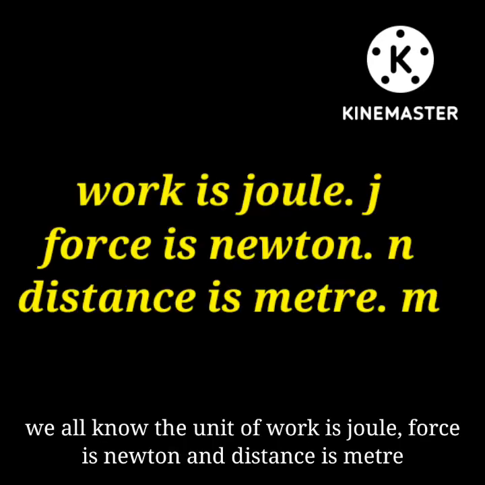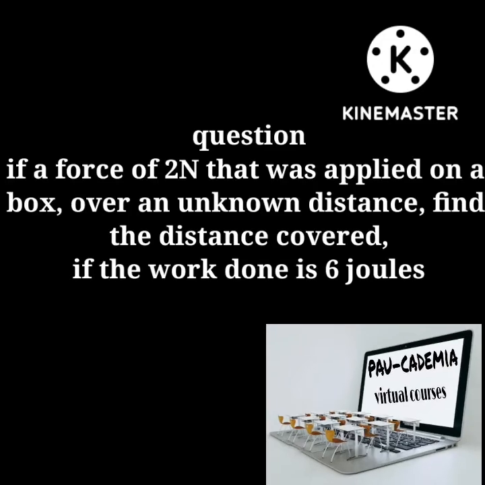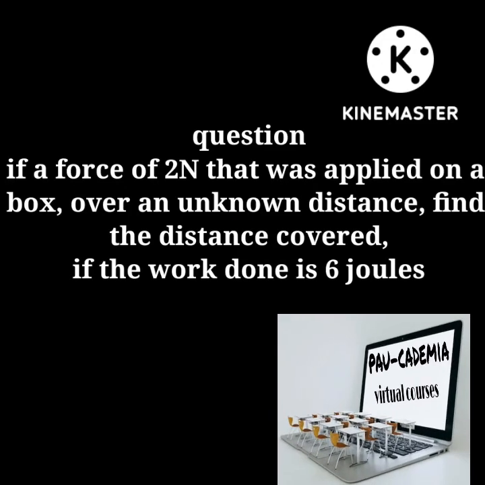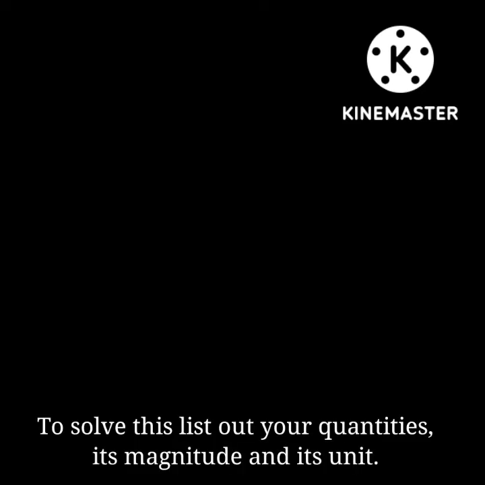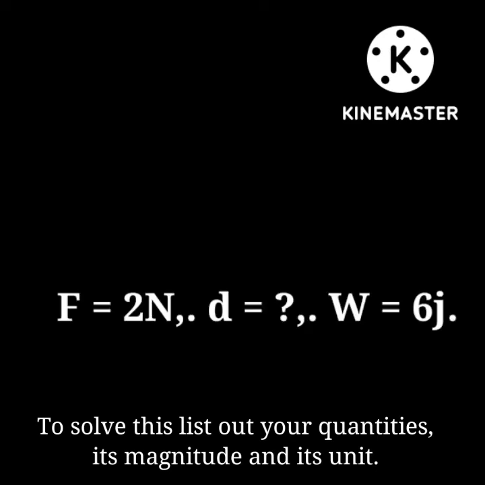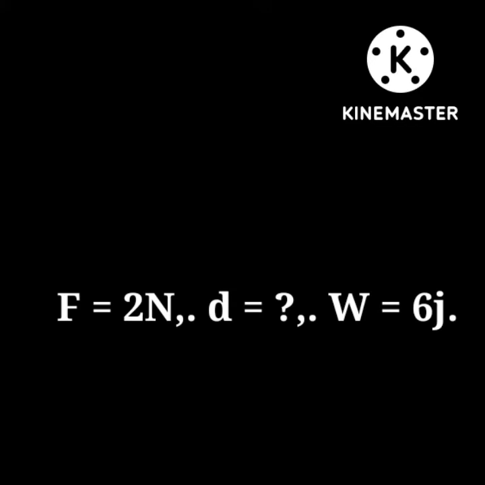We all know that the unit of work is Joule, that of force F is Newton, and that of distance D is meter. A question says that if a force of 2 Newton was applied on a box over an unknown distance, find the distance if the work done is 6 joules. To solve this, list out your quantities, its magnitude, and its unit. Our F equals 2 Newton, our D is unknown, our W is 6 joules.